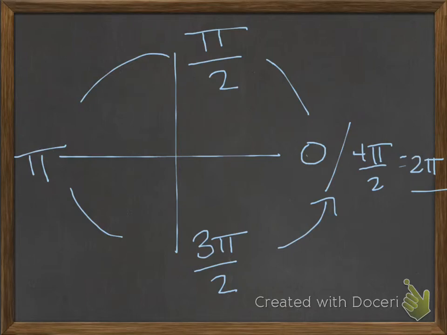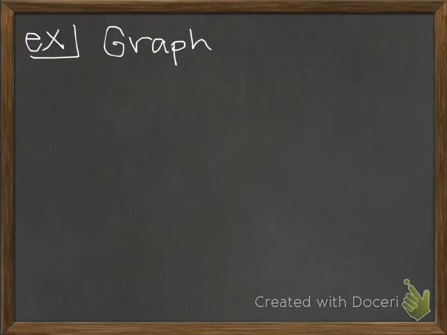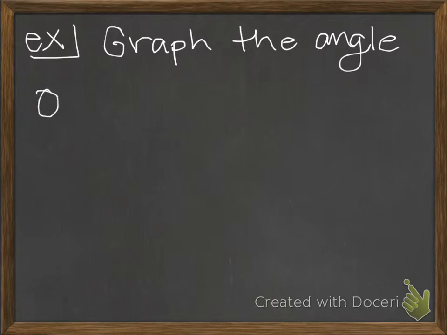So for our first example, they want you to graph the angle. And again, I'll just write this direction one time. We'll do several examples. So graph the angle. And this symbol is what we call theta. So we're graphing the angle of pi over 4.